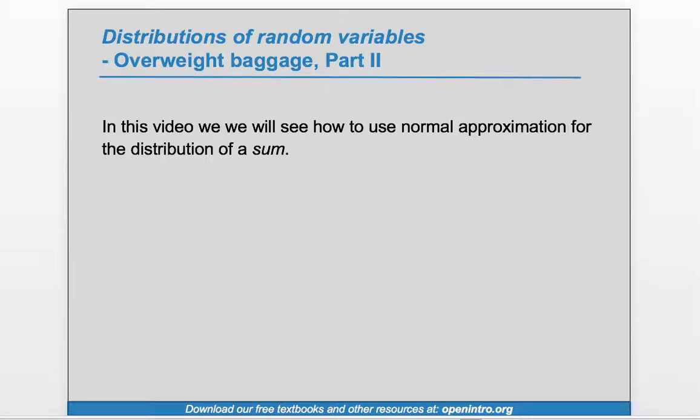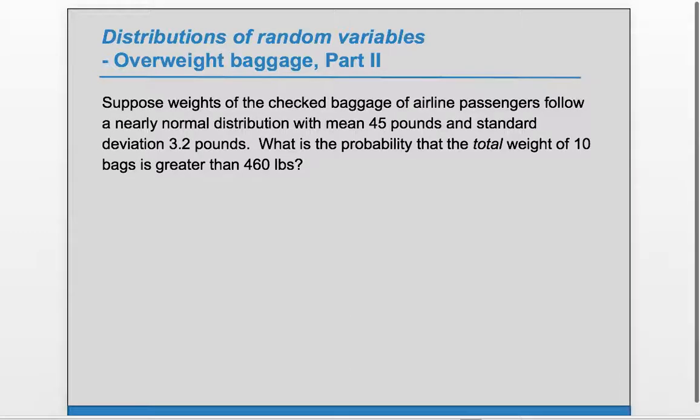In this video, we will see how to use normal approximation for the distribution of a sum. Suppose the weights of the checked baggage of airline passengers follow a nearly normal distribution with mean 45 pounds and standard deviation 3.2 pounds. What is the probability that the total weight of 10 bags is greater than 460 pounds?